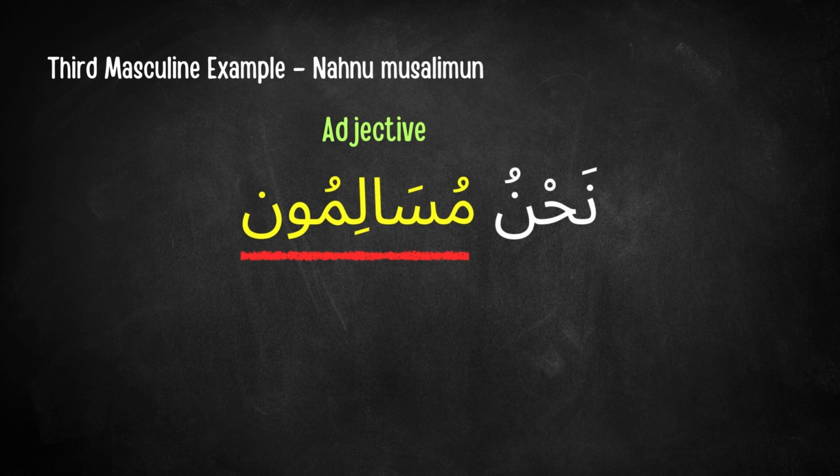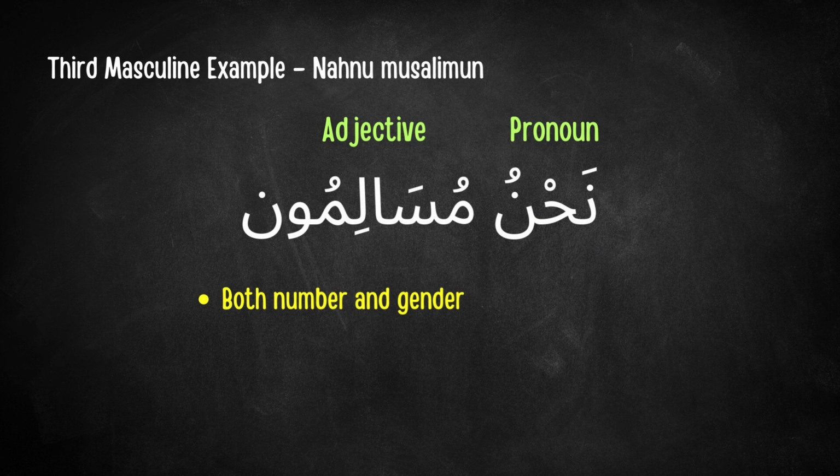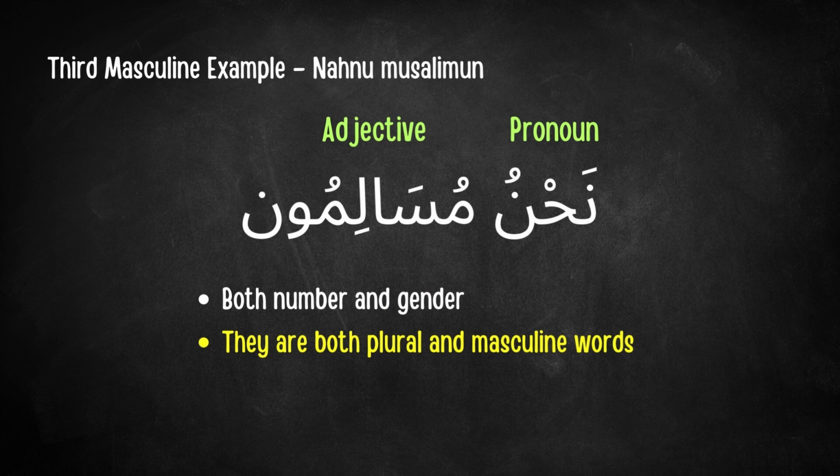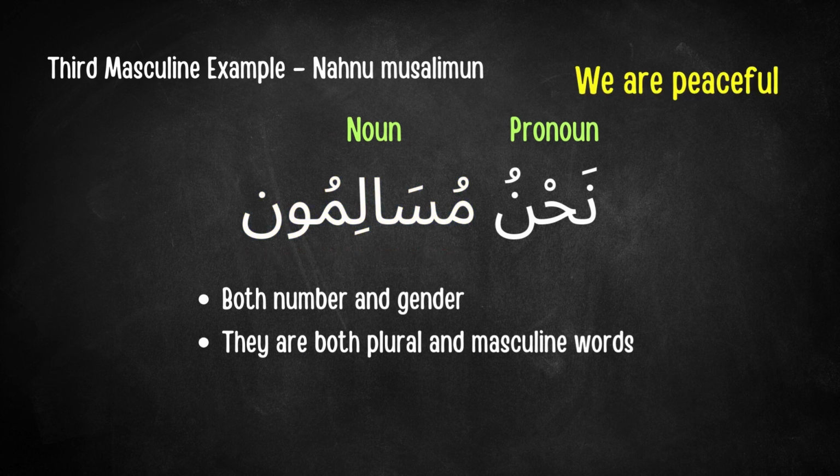The adjective مسالمون matches the pronoun نحن in both number and gender. They are both plural and masculine words. نحن مسالمون. We are peaceful.